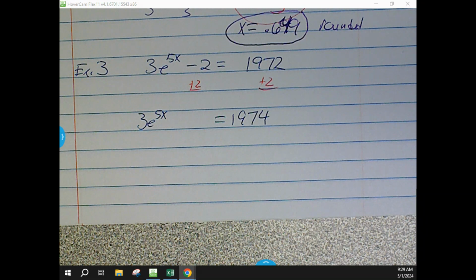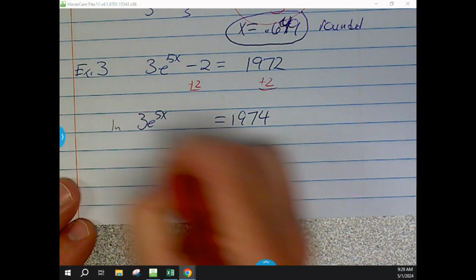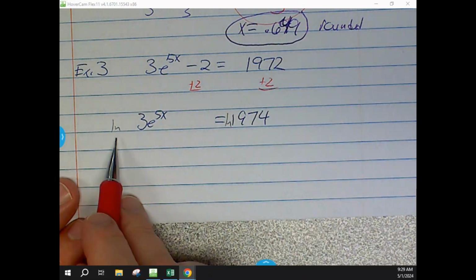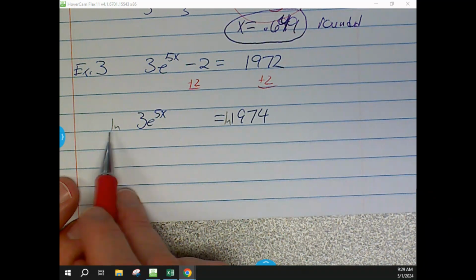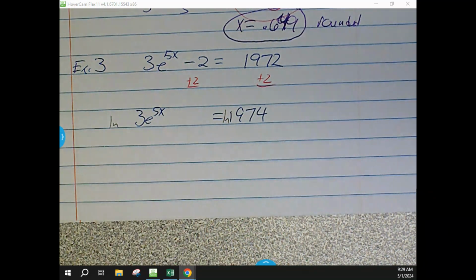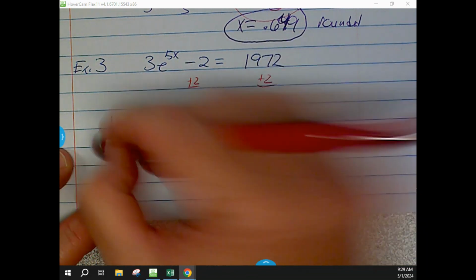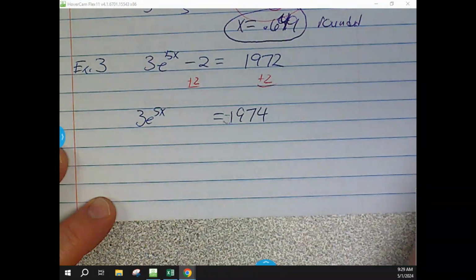Okay, now, problem with this one is, what if you go ahead and take the ln on both sides like we were doing before? You didn't divide by 3. Yeah, there you go. Because the ln's not touching the e, right? They got to be connected. The 3 is messing things up, so you cannot take the ln yet. So for that case, before you take the ln, you are going to have to divide it by 3.